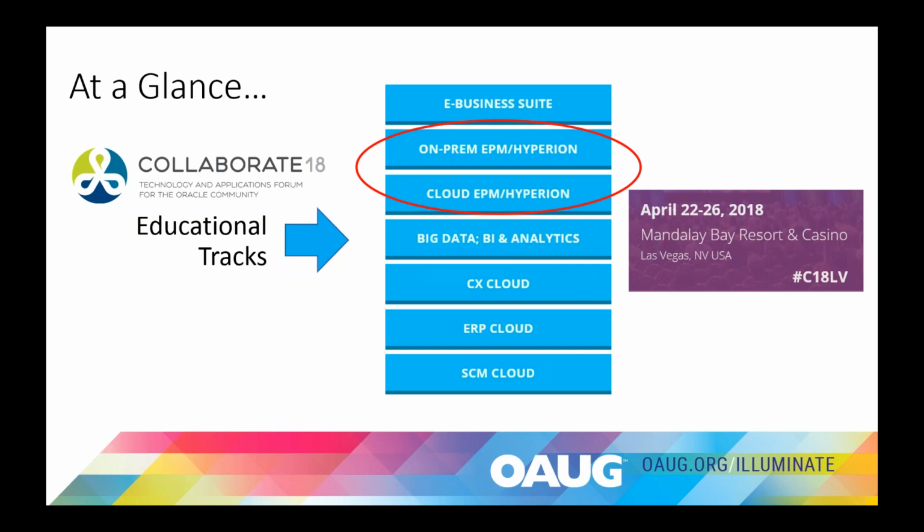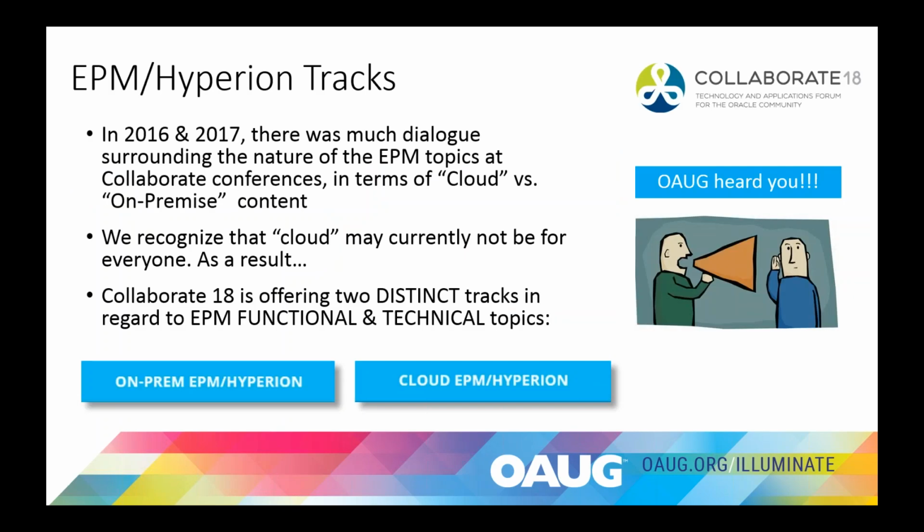So diving into this concept a little bit more, in 2016 and 2017, there was a lot of dialogue surrounding the nature of the EPM topics at the Collaborate conferences. There was a lot of controversy over the amount of cloud content versus the amount of on-premise content.